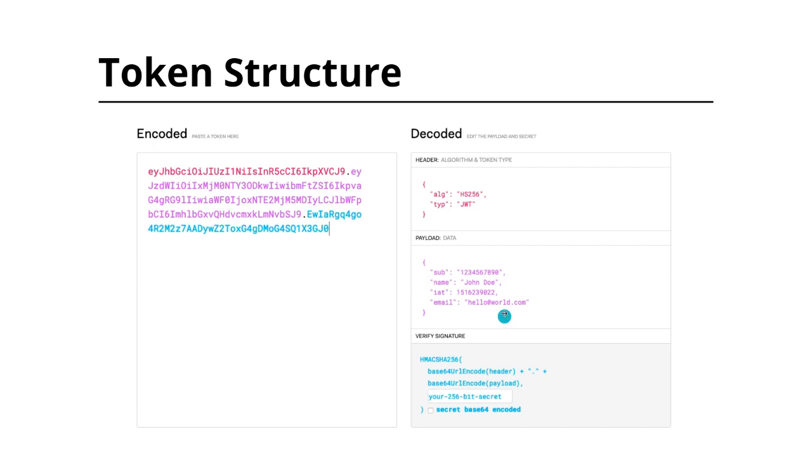And the second part, the payload. The payload contains the actual data about the user, such as ID, email, or role. It's Base64 encoded, so it can be read easily, but its integrity is protected by the signature. The signature is the third part of the JWT. It is used to verify that the token was really generated by your server and also that it was not modified by anyone else. Let's see how token authentication works in the next slide.